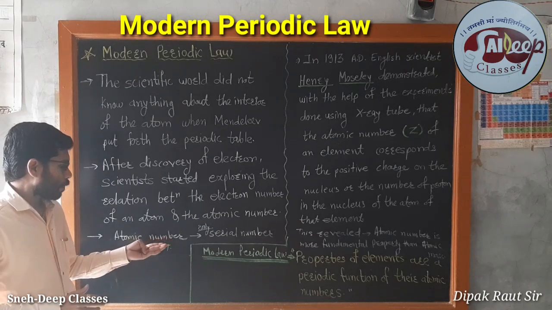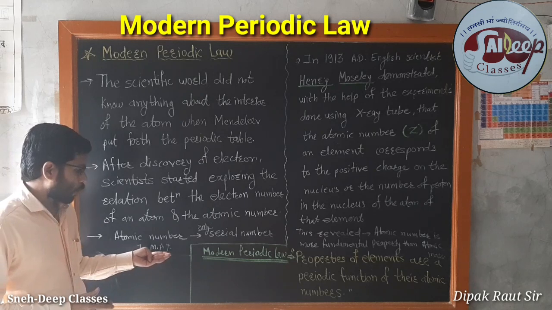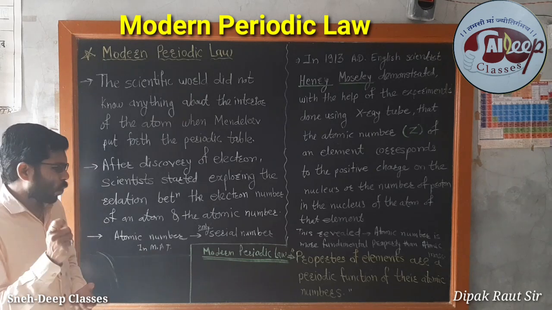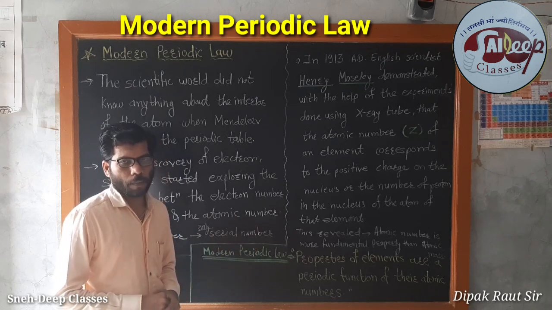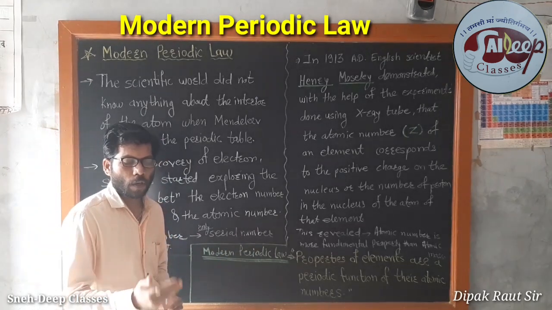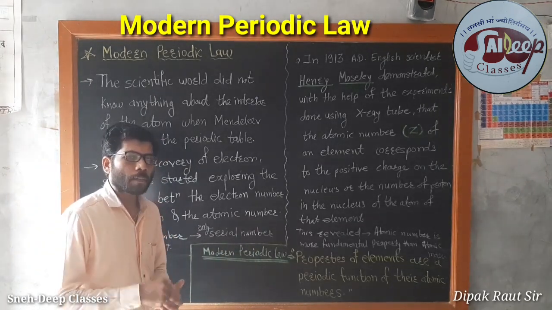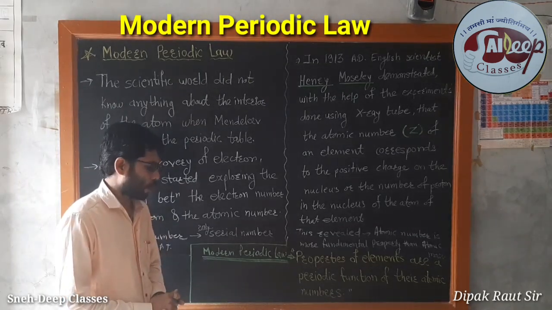Atomic number in Mendeleev's periodic table only denoted the serial number of the element. What does atomic number do in Mendeleev's periodic table? It only shows the serial number.